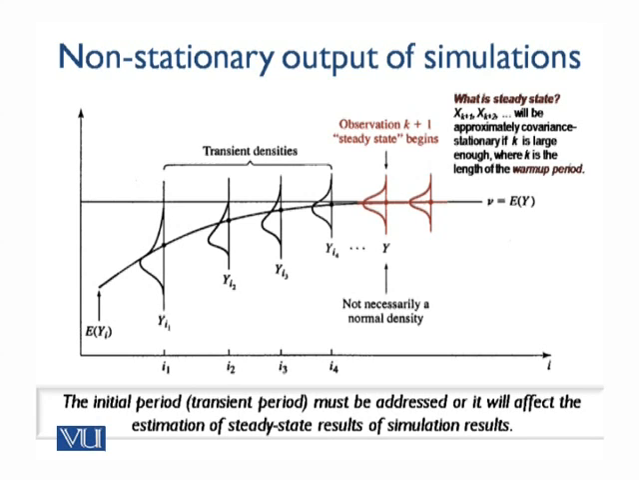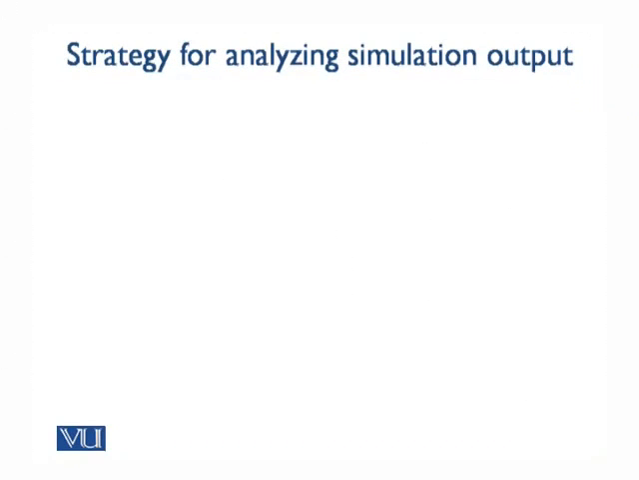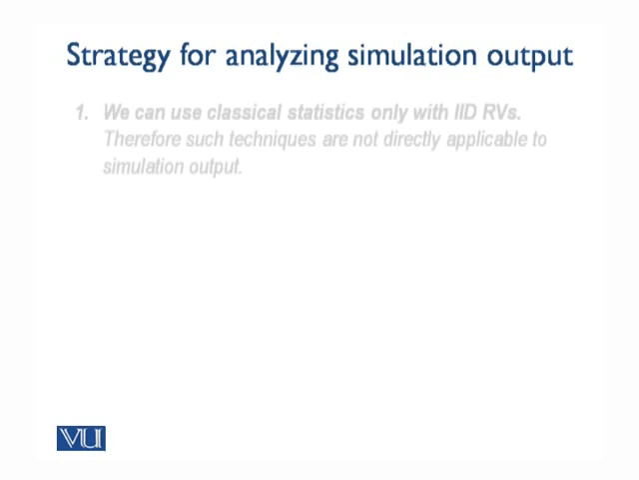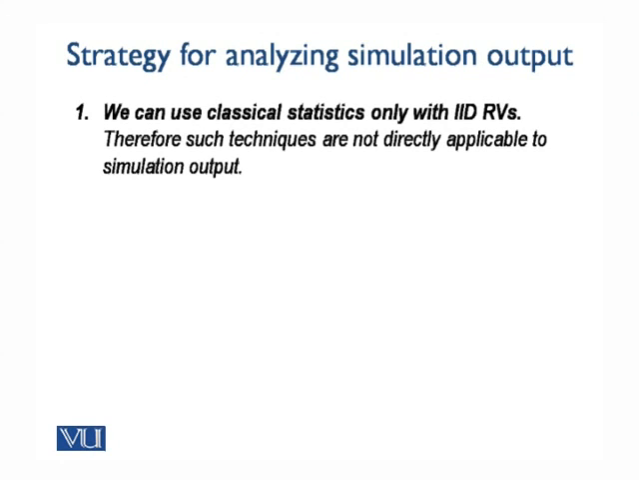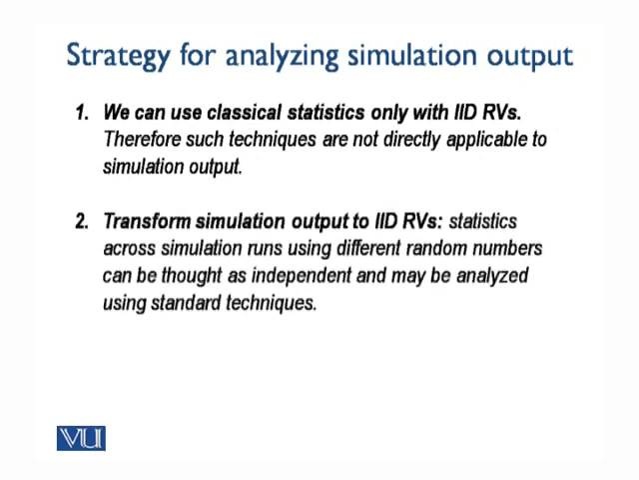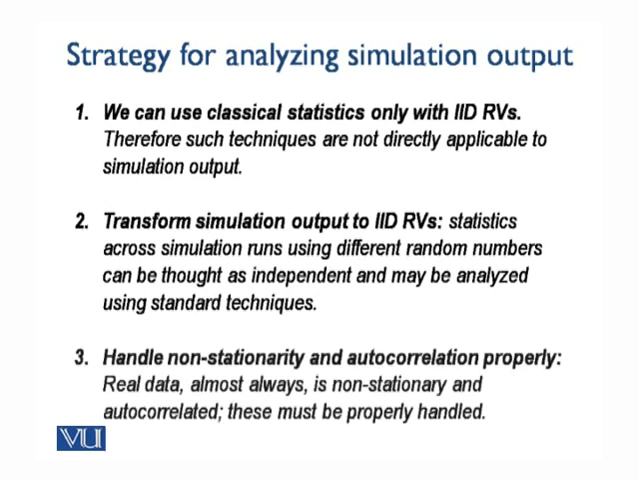Okay, so now before we get down to actual techniques, I can tell you some strategies that we will be using for analyzing simulation output. The first thing is that we will still be using statistical techniques that have been developed for IID random variables, but not directly. For both transient simulations and steady state simulations, we will be transforming the random variables that we have into IID random variables, and then using these techniques. And also we must handle the non-stationarity and the autocorrelation part very seriously, otherwise our results are going to be wrong.